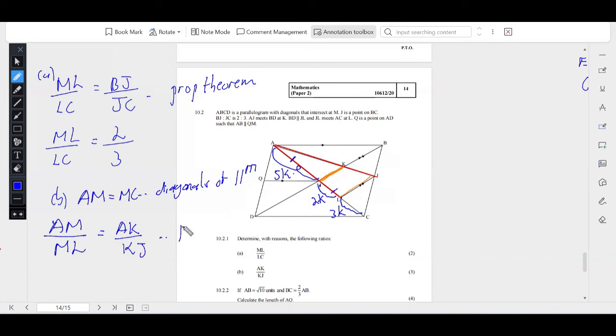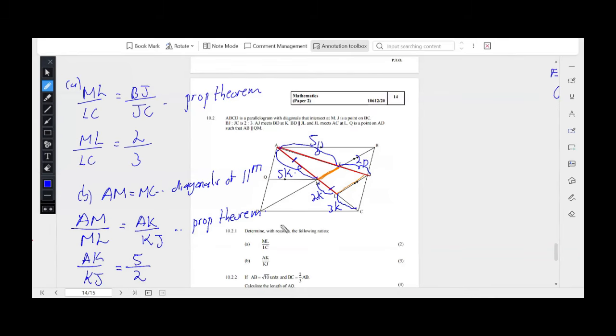And then this is out from Prop theorem, right? Then that means AK over KJ is actually 5 over, remember, 5. If I have 5K here, then this would be 5P. And then we can take this one as 2P. So this is 5 divided by 2. So 5 over 2 becomes the ratio for that. And then done.